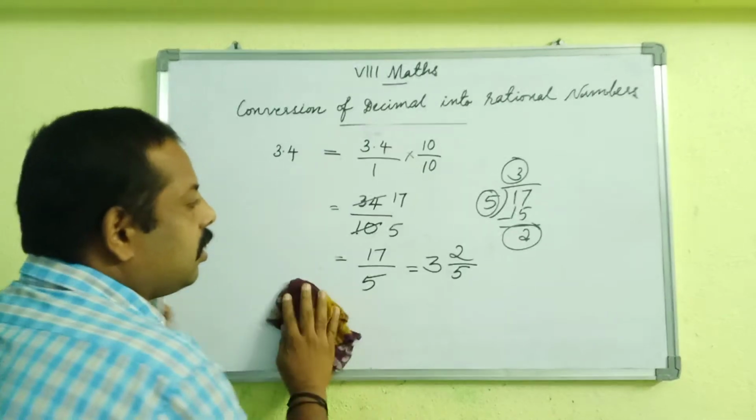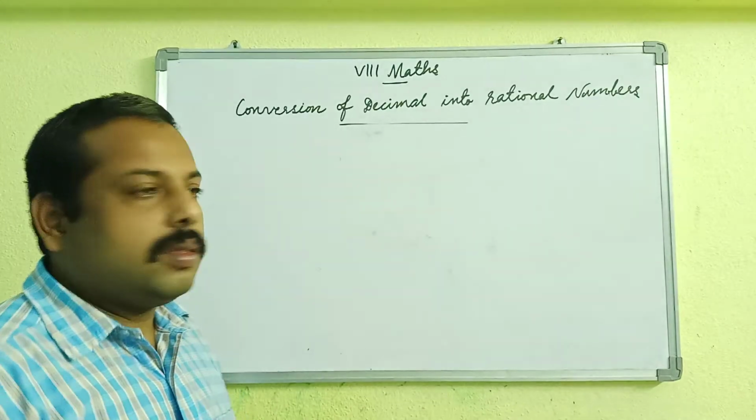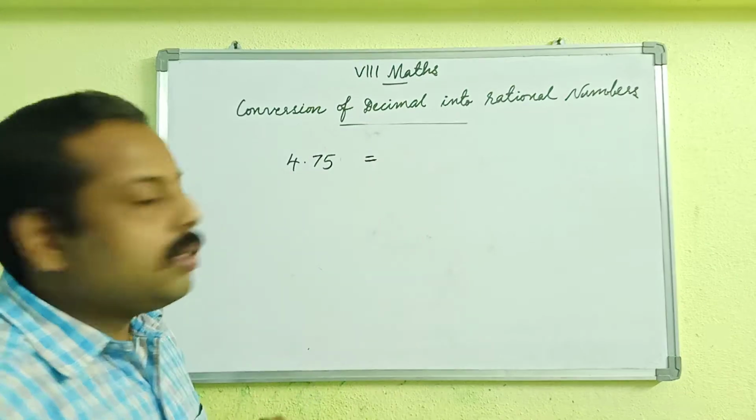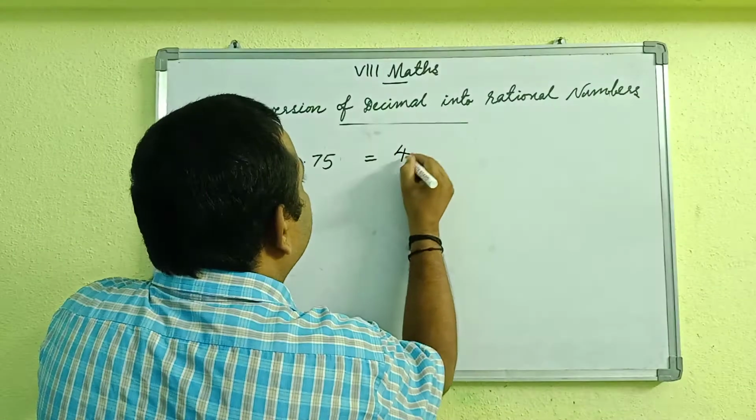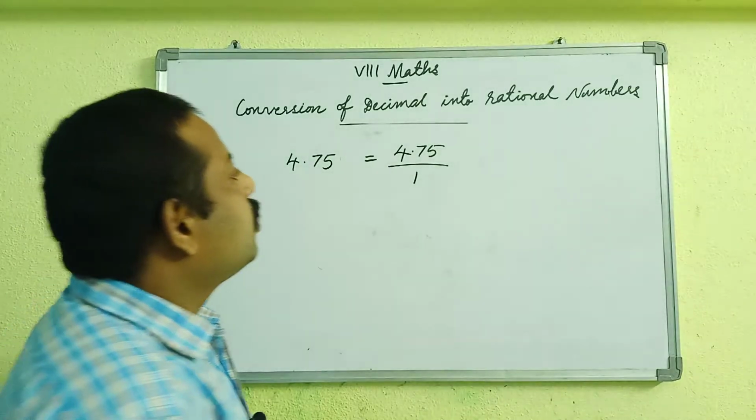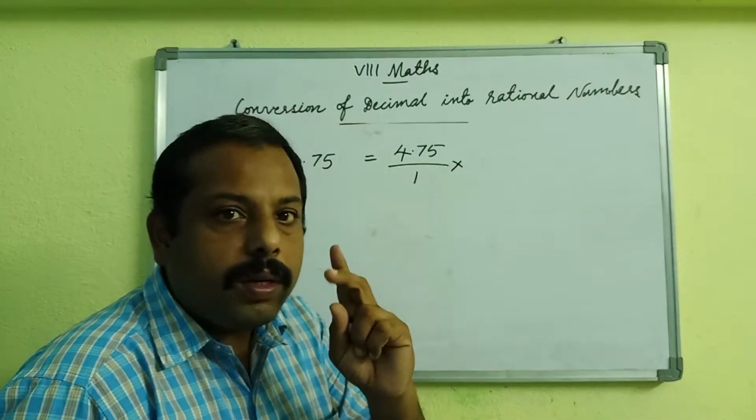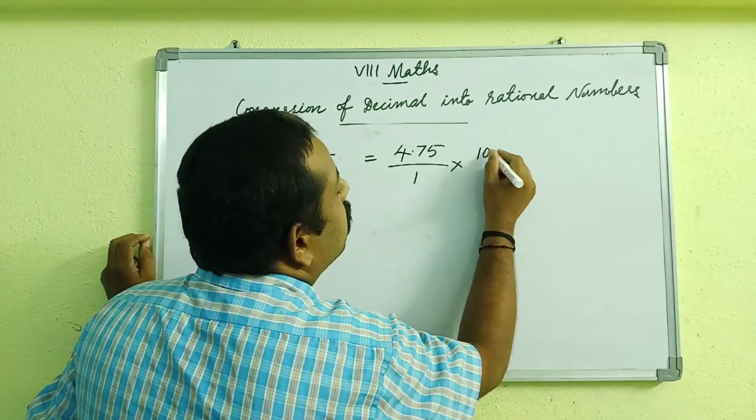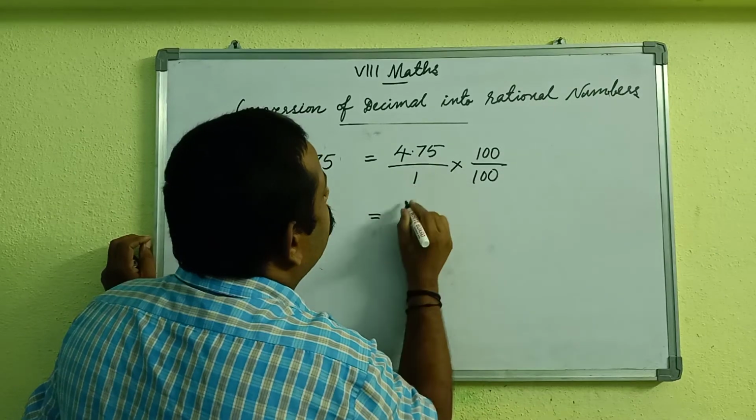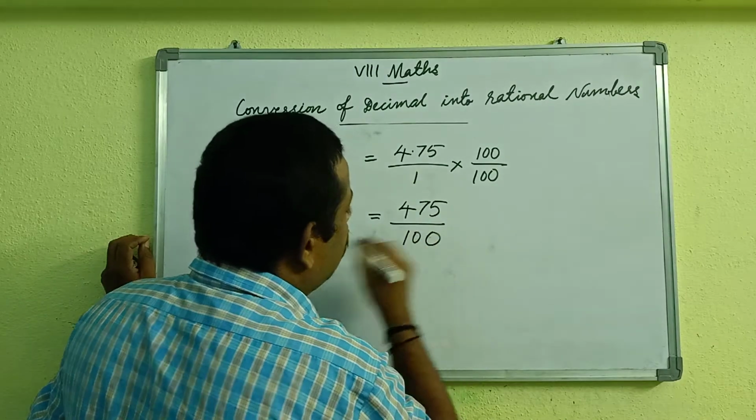Let us check a few more examples. Now I will give you the simplest way. 4.75 equals. What can you write here? 4.75 can be written as 4.75 by 1. Yes or no? Count the decimal places. 1, 2. That means multiply by a number having 2 zeros. That is 100, and divide by 100 also. Now we can write 475 by 1 into 100, 100.